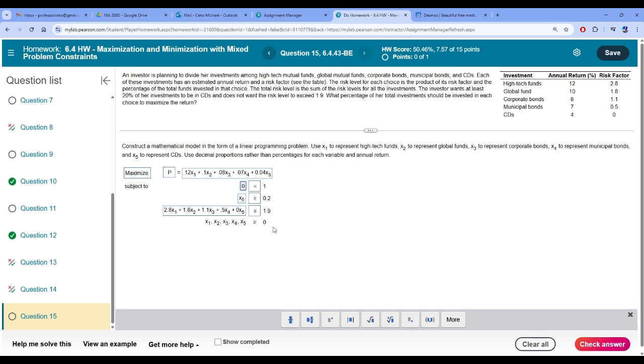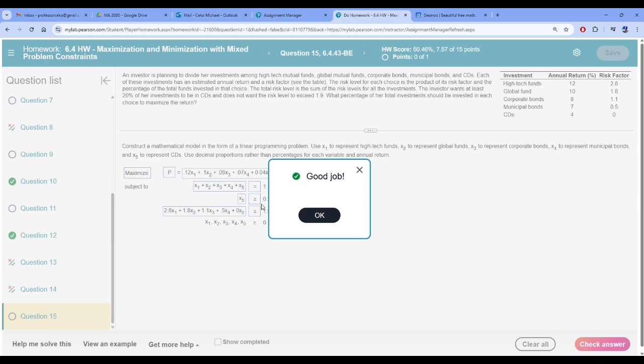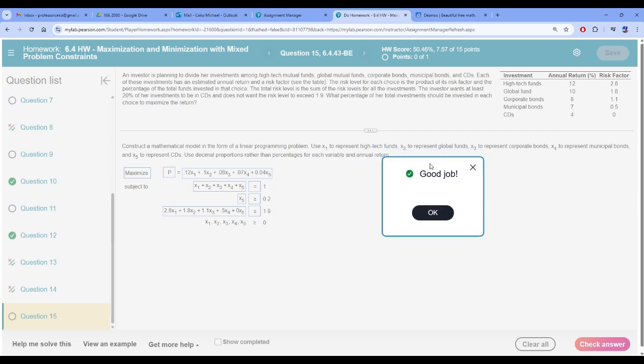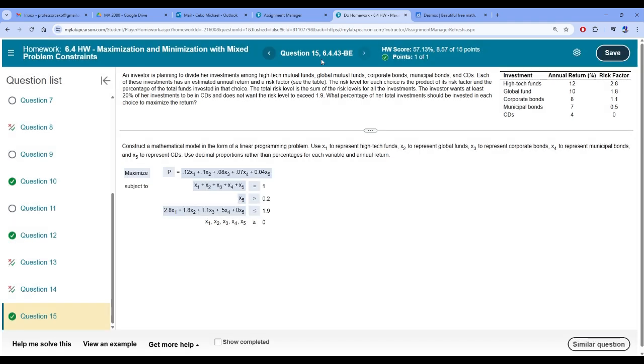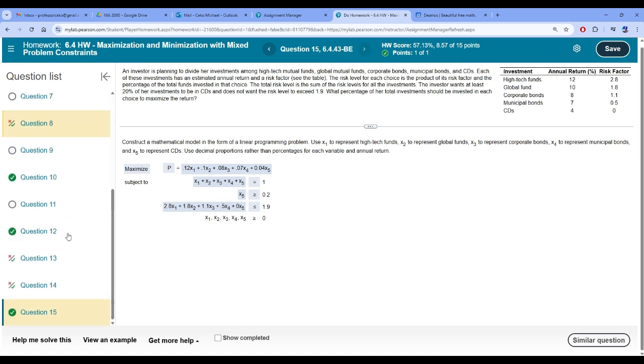I think this is just this guy. X1 plus X2 plus X3 plus X4 plus X5 equals 1. And then X5 has to be greater than that. Oh, I got it. Right. Okay, there it is. And that is the assignment.